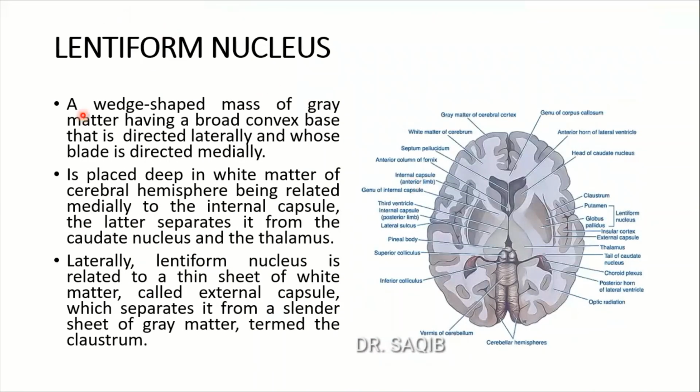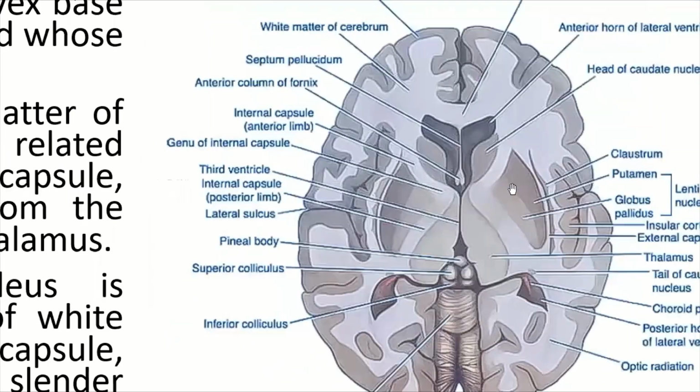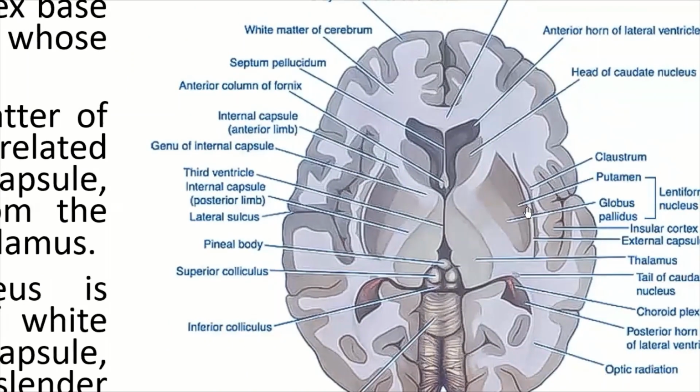Now, lentiform nucleus, very important. It's a wedge-shaped mass of gray matter having a broad convex base that is directed laterally and whose blade is directed medially. So let me show this first. Here you go. Yes, this is a wedge-shaped mass of the gray matter, and laterally is the putamen, and internally or medially is the globus pallidus. I will tell you later that it consists of two parts as well: globus pallidus internus and externus. It's a pale staining gray matter.